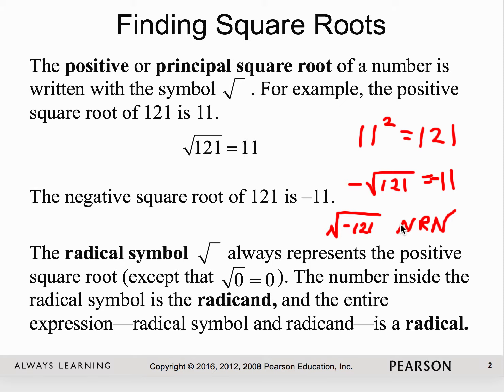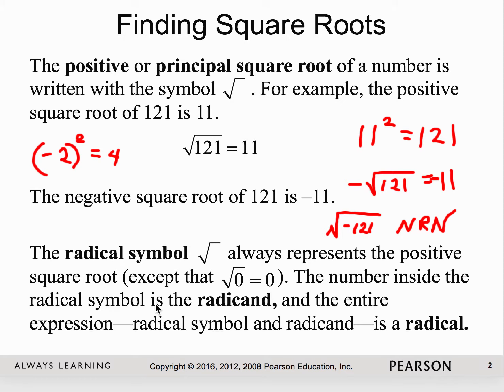Okay, so think about this, technically negative 2 squared is 4. So the square root of 4 could be technically plus or minus 2, but I can't have a negative under a radical. So the radical symbol or the radical sign always represents the positive square root. Now they're saying this because 0 is neither positive or negative. So square root of 0 is 0.